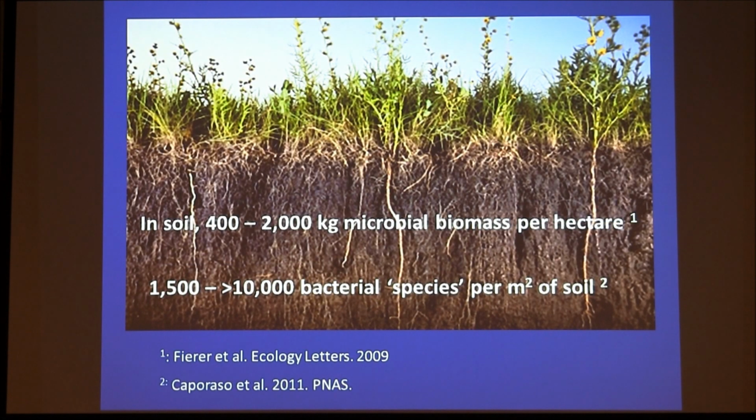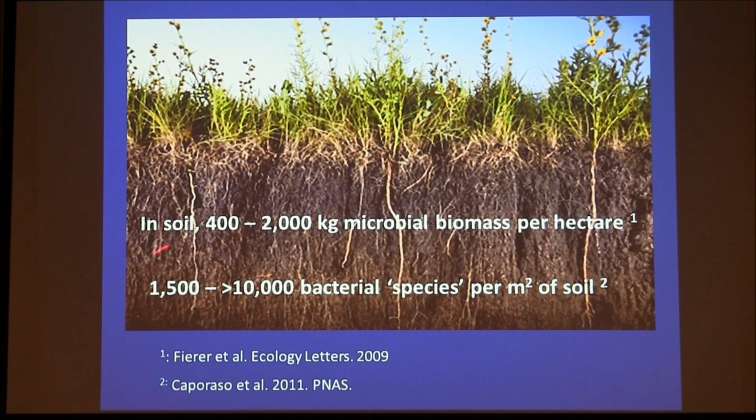And let's start with soil. Okay, so the amount of microbial biomass in soil is pretty impressive. So in your average soil, we have anywhere from 400 to 2,000 kilograms of microbial biomass per hectare. A lot of this is bacterial, some of it's fungal, there's other microbes as well, but I'm mainly going to focus on the bacterial diversity patterns in soil.